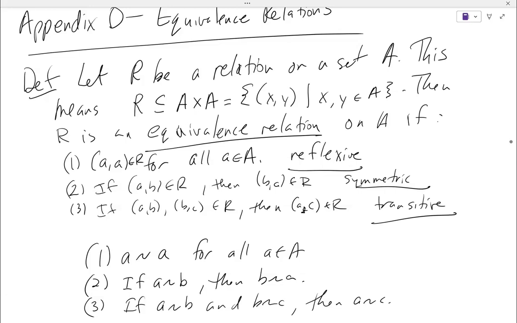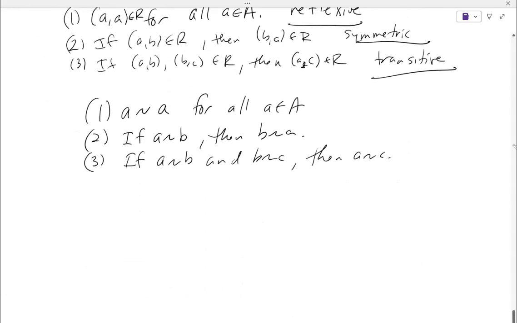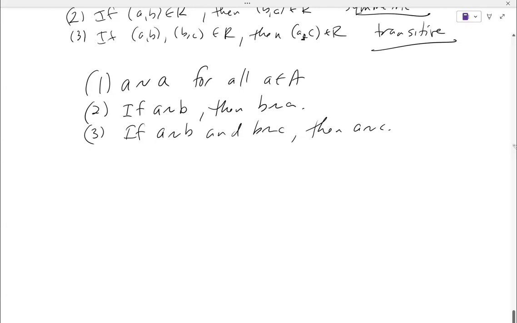Okay. Let's see if we can go through a quick example of showing that something is an equivalence relation. I'm going to ignore that for the time being, since we're meeting as a class here for the next 2 minutes. Anyway, so let's look at number 4 on page 534.